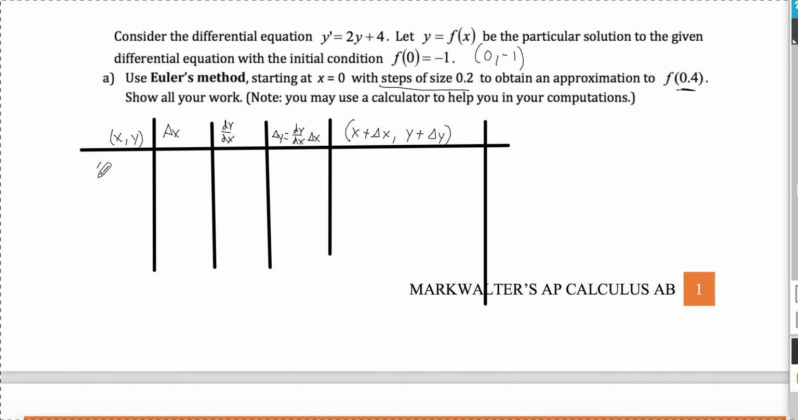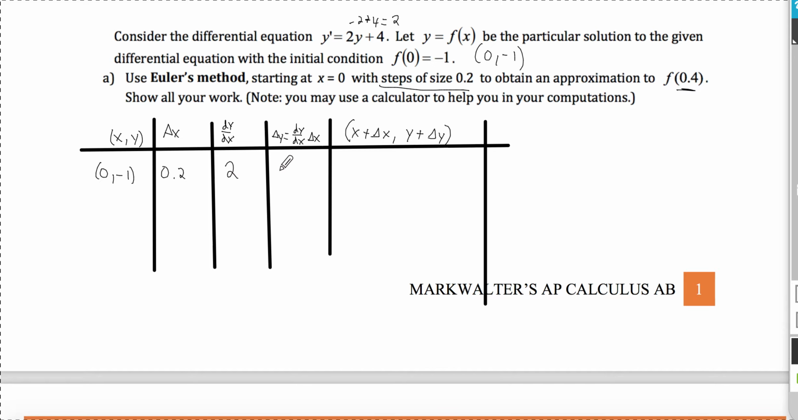So what's our initial x and y value? It is 0, -1. So I copy that down here. What do I know delta x is? Delta x is 0.2. So what is dy dx at my point I'm approximating stuff at right now? Well, dy dx is 2y plus 4. So I got to plug in my y value. My y value is -1 at this point. So 2 times -1 is -2 plus 4. So my dy dx is going to be +2.